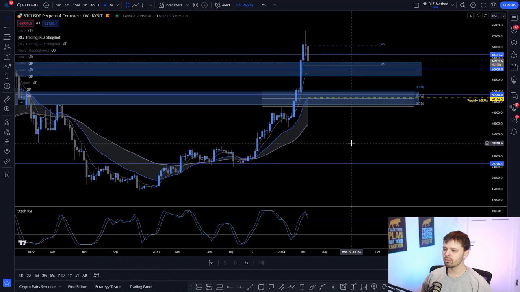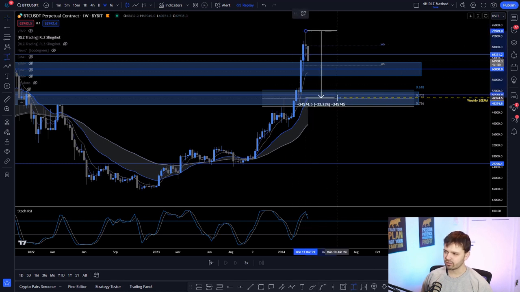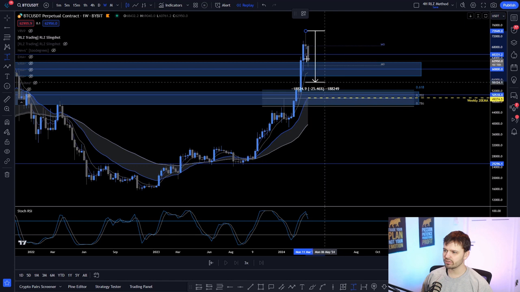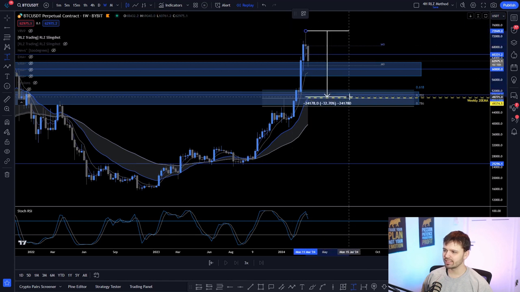And you know, in a Bitcoin bull market, a move like that is not unheard of. You get a move like that, from that high down to where the weekly EMA currently is, it's a 33% move.